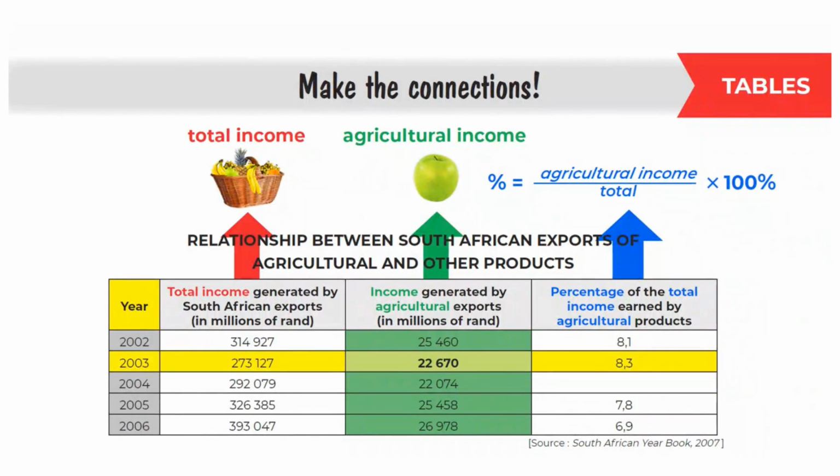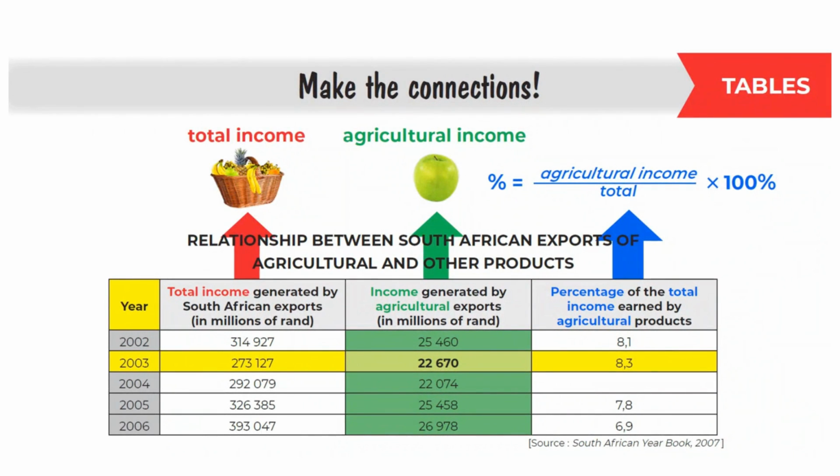Then if they look at the next column, it's the income generated only by agricultural exports. So it's a fraction of that income. So in the analogy of a fruit basket, in this column, they're only looking at one particular element, say, for example, the apple. And then if we look at our third column, it's the percentage of the total income earned by agriculture. So again, they can construct a general formula just to interpret it, to understand the information and make the connection. So the percentage is equal to the agricultural income over the total times 100%.